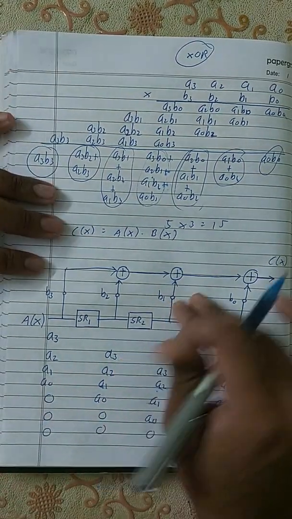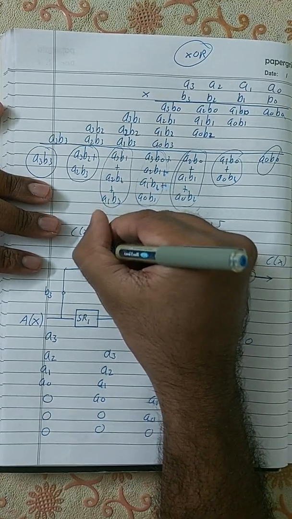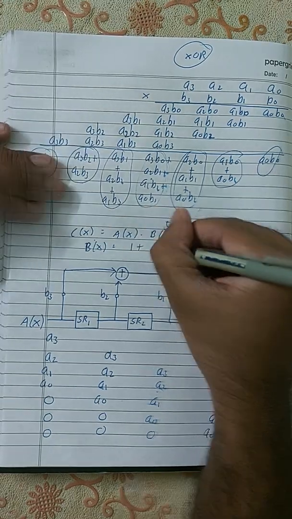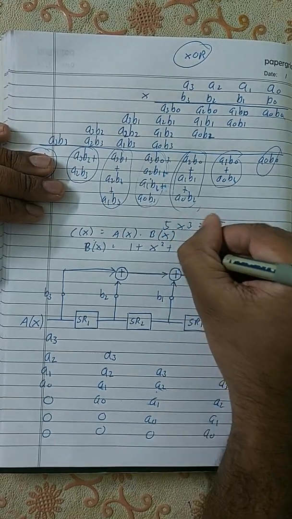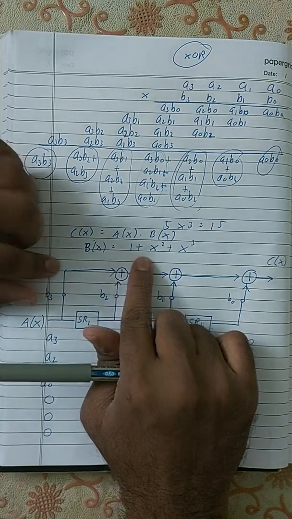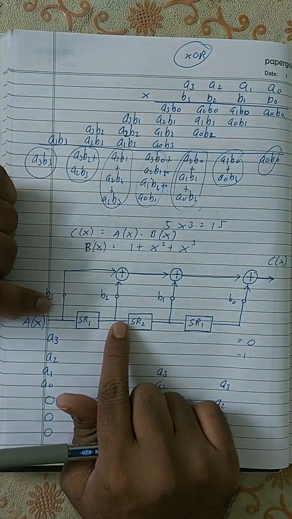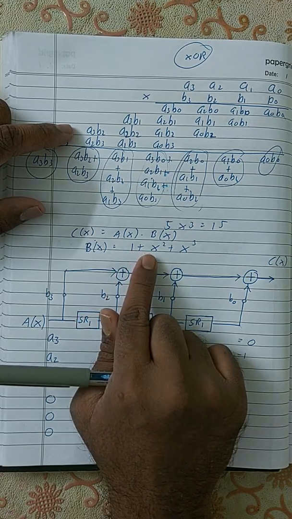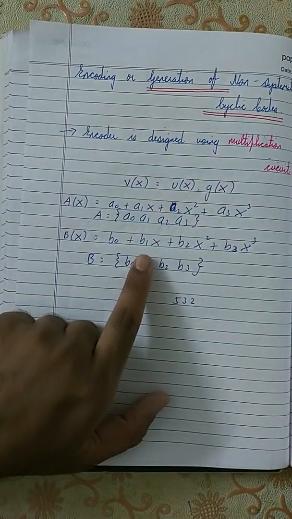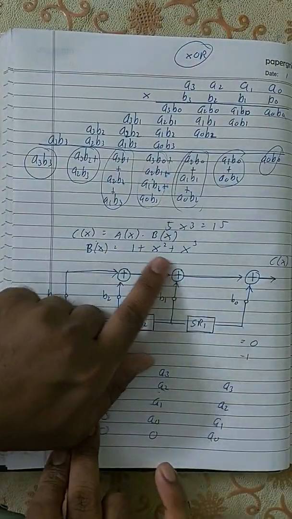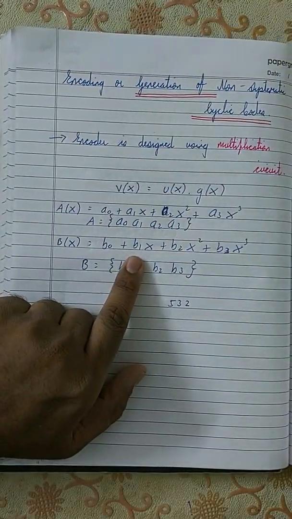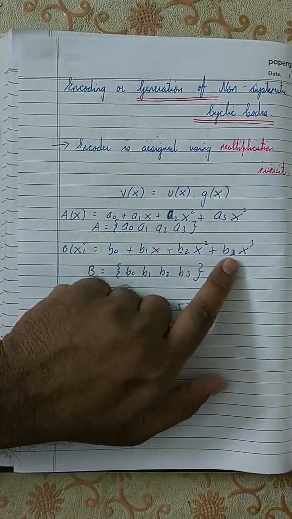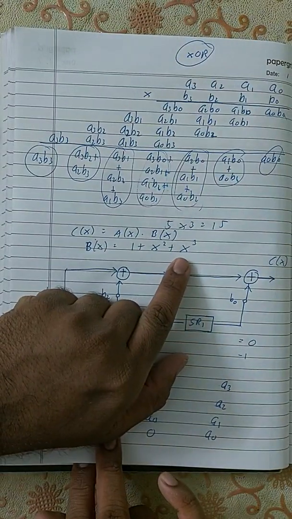So, for example, let me take b of x. When I say b of x is equal to 1 plus x square plus x cube, what it means is that the value of b0 is 1, the value of b1 is 0. Why? Because x is missing from here. So therefore the value of b1 is 0. The value of b2 is 1 because x square is present. And the value of b3 is also 1 because x cube is also present.